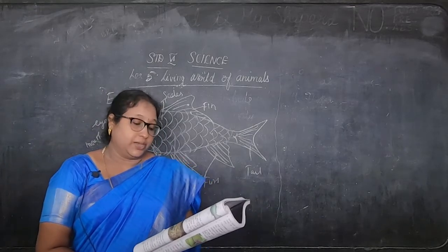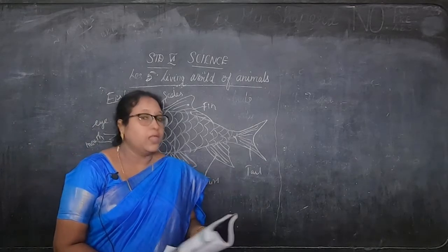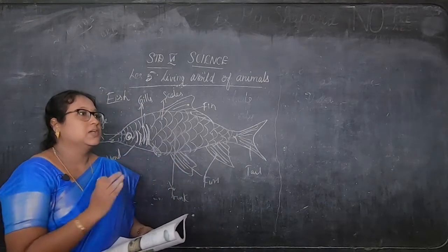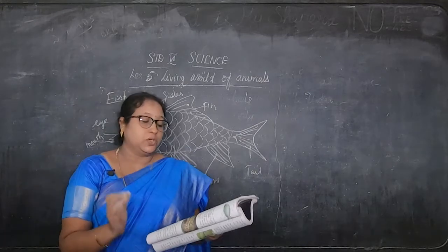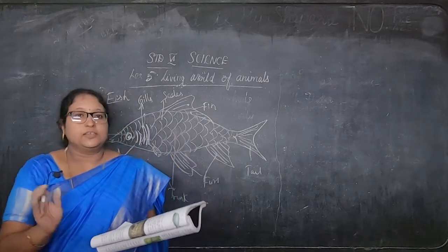The streamlined shape body helps the fish to move through the water easily. So this streamlined body, what does it help? It helps to move the body in the water easily.